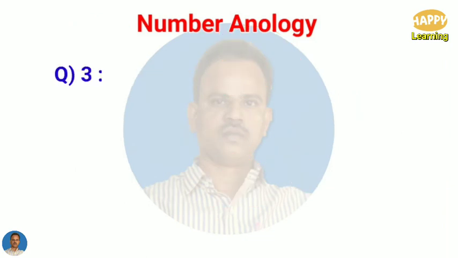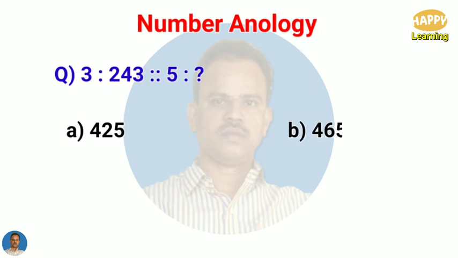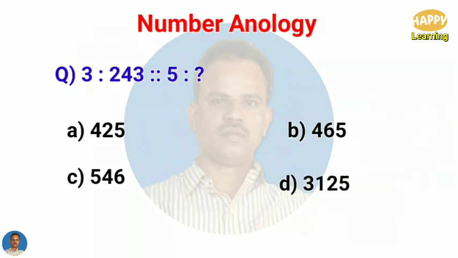Next question. 3 is to 243 is same as 5 is to dash, and the options are 425, 465, 546 and 3125. See, 3 is to 243. 243 is a very big number compared to 3. So what is the relation? It may be cube or raised to power 4 or raised to power 5. 3 power 5 equal to 243.